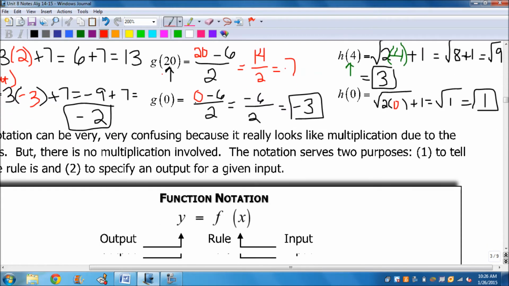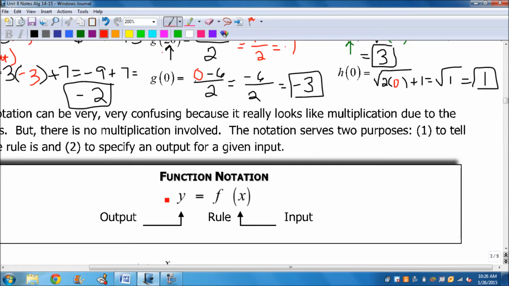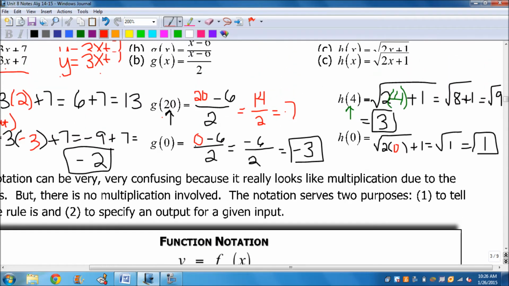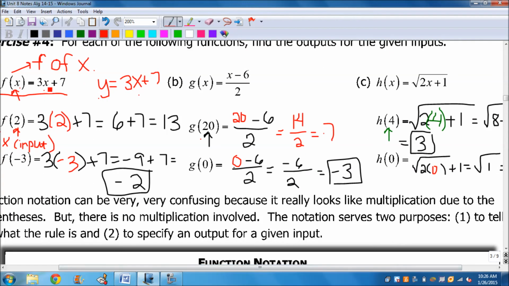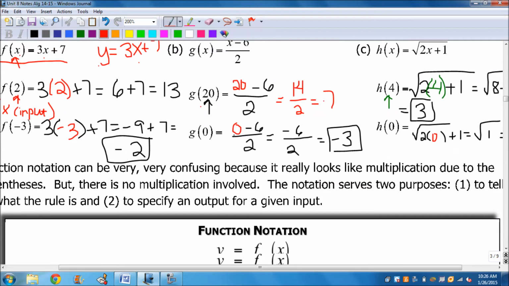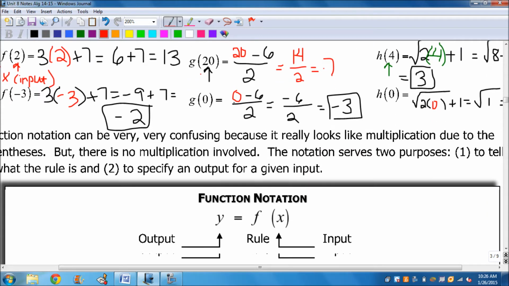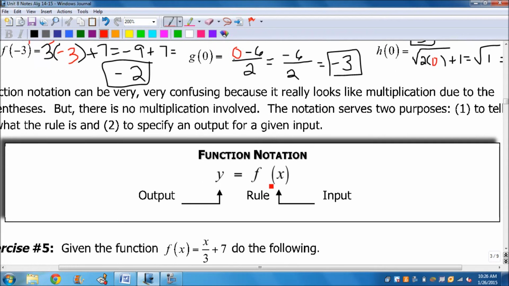So basically, right here, your y, your output, is equal to your f of x. F is the rule. So here, our rule in this first example is that you have to take your input, multiply it by 3, and increase it by 7. Here you have to take your input, subtract 6, and divide it by 2. And that's how you get your respective outputs. So again, it gives you two things. It gives you how to find your output based on your given input, and then it also tells you what your actual inputs and outputs are.